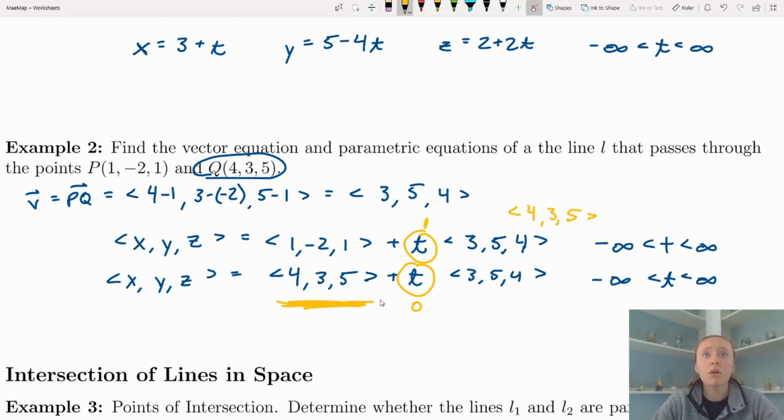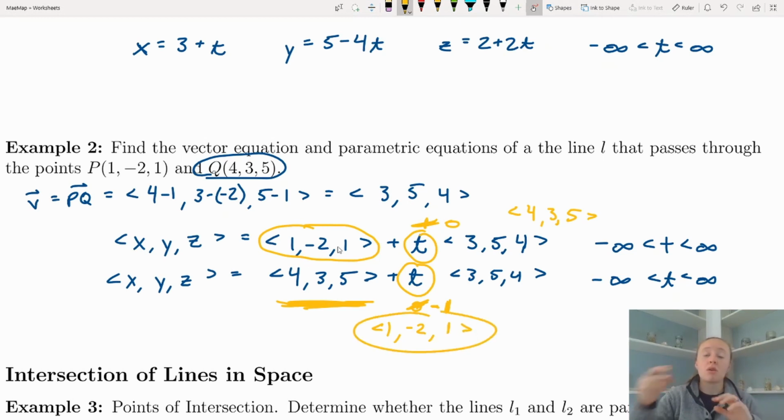Or vice versa, I could make t, as opposed to 1 up here, 0, so I have the vector 1, negative 2, 1, and then here, as opposed to making t 0, I can make it a negative 1, to where I have 4 minus 3, which gives me 1, 3 minus 5, which gives me a negative 2, and 5 minus 4, which gives me a positive 1. So I have that same vector here. So you can see, depending on what those t values are, I'll be at different points along that line, but it's still the same line. So either way of writing this equation is perfectly fine.